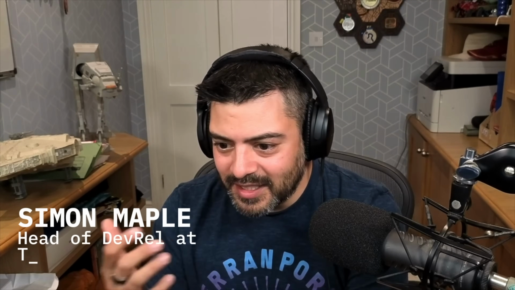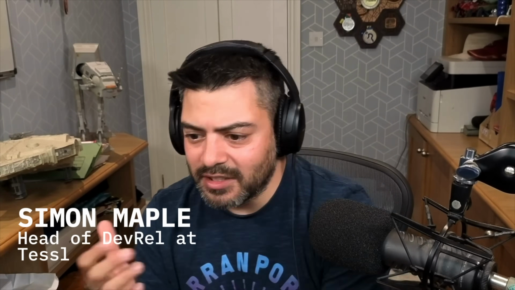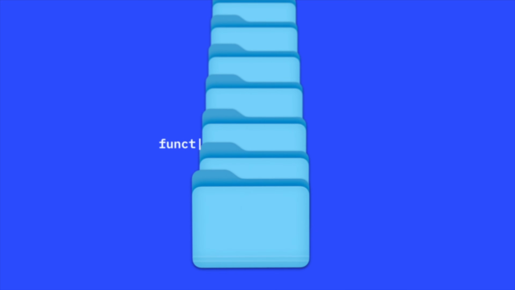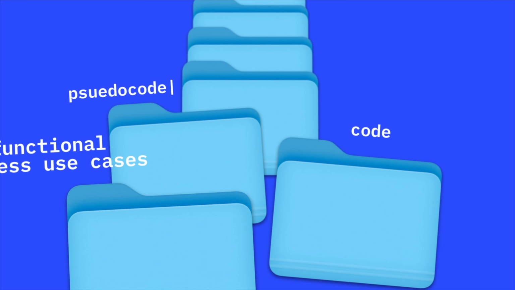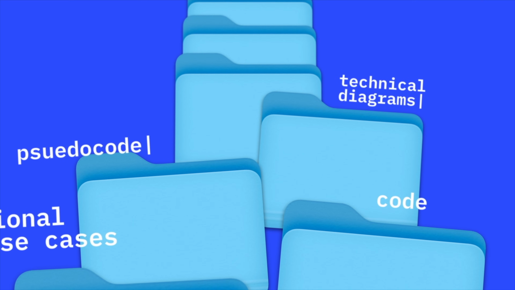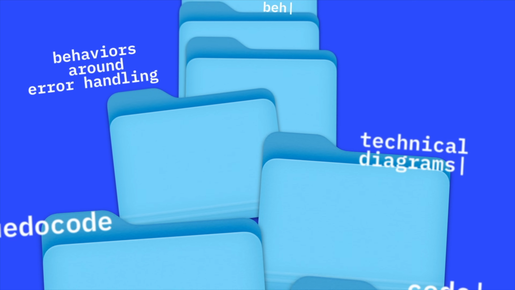What are some of the key learnings that you took from this journey of learning about specifications? Specifications are combinations, artifacts in the Kiro product, but high level, they're about behavior. And the learning is they need to be composable documents with really functional business use cases, as well as code, pseudocode people can put in there, technical diagrams, behaviors around error handling, behaviors around properties.